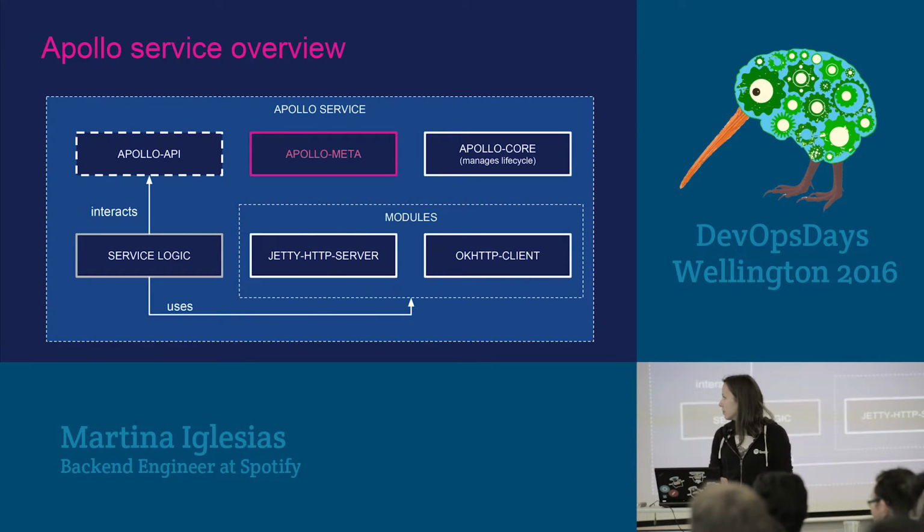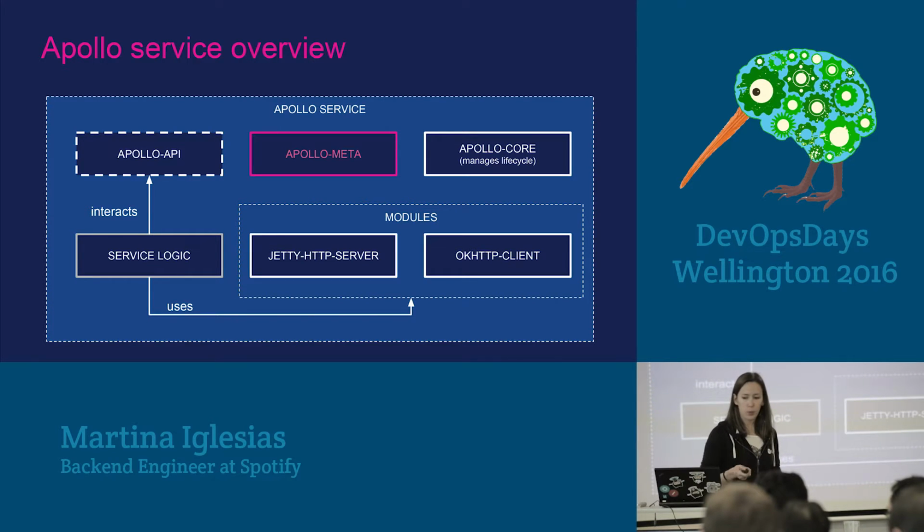So this is an overview of what an Apollo service looks like inside. This one here is Apollo Core, which is the part responsible for managing the life cycle of your service. Then we have the Apollo API, the classes that you would talk to from your own code, for example, registering endpoints in the Apollo environment. You have your service logic, which is basically the handlers of all the endpoints that you are exposing. And then we have some modules that are optional. We have an HTTP server, and this is the HTTP client.